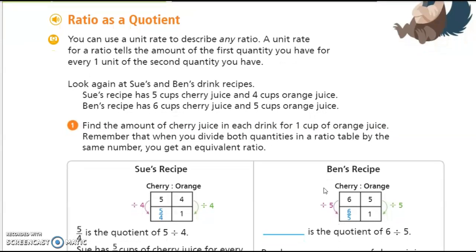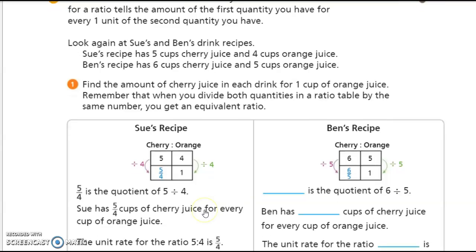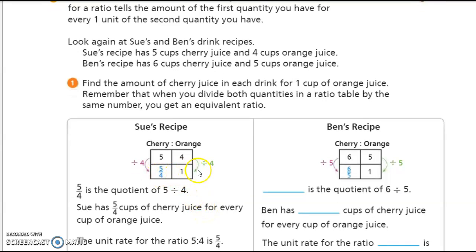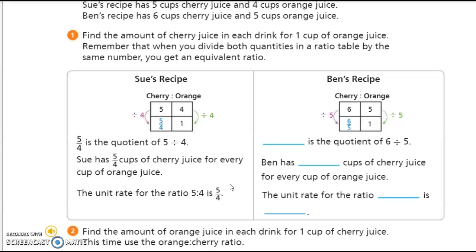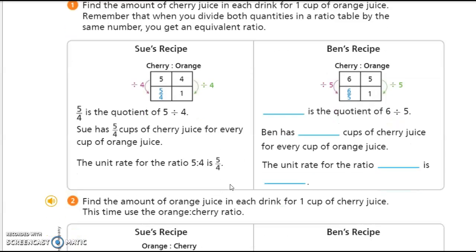Ratios as a quotient. Remember, quotient is the definition of a division problem, and you'll see here that we're writing unit rates, but we can have a fraction compared to a whole number 1. So you can have a fraction per 1. That's what they're talking about here, and I'll go through it. They're comparing beverages, cherry and orange juice mixtures.